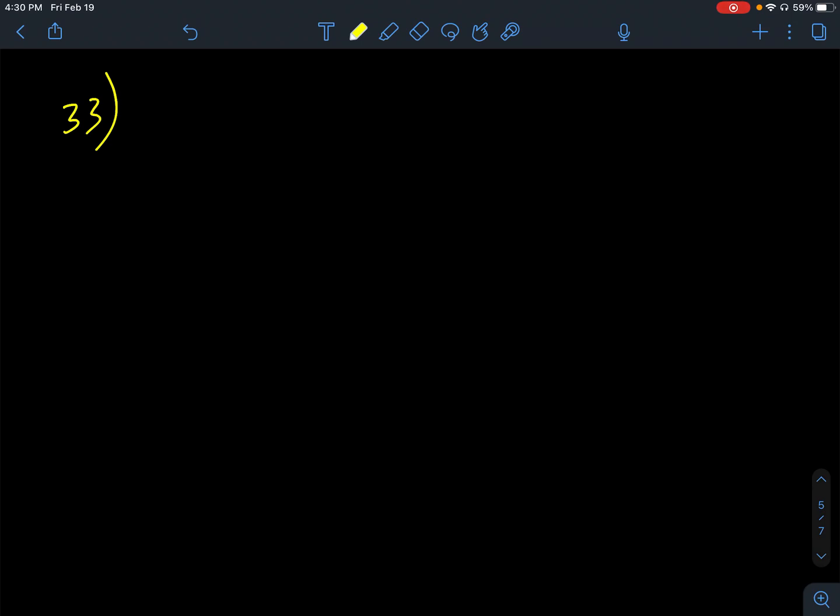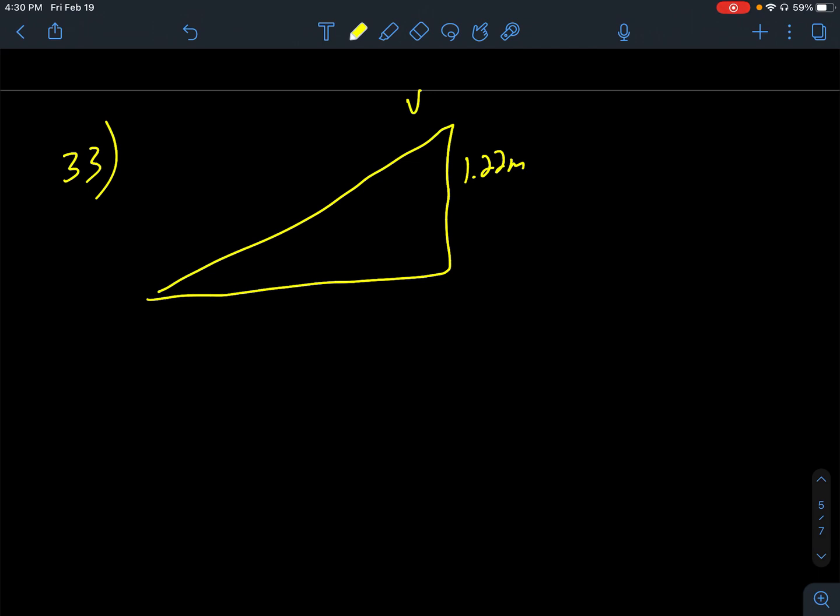given a shove up a frictionless 23-degree incline. It reaches a maximum vertical height 1.22 meters higher than when it started at the bottom. What is the initial speed? So here's our incline. It's 1.22 meters high. We're looking for what the velocity is, or no, sorry.